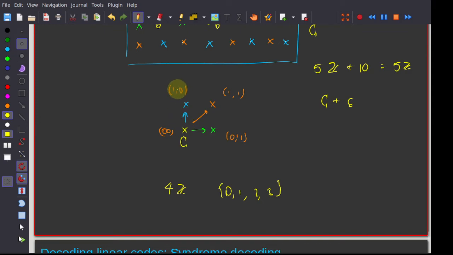0, 0. Take 1, 0. Add 1, 0 to itself. What do I get? 0, 0. Take 1, 1. Add 1, 1 to itself. 0, 0. Correct? So I take any element in this particular group, add it to itself, I always get 0. Correct? But that does not happen here, as you can see.